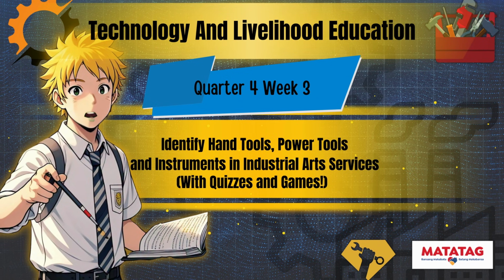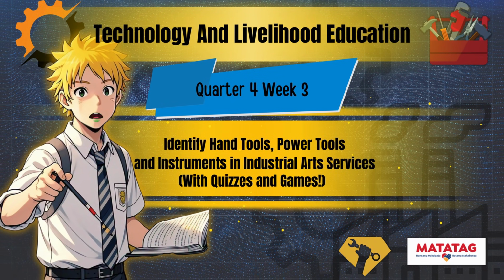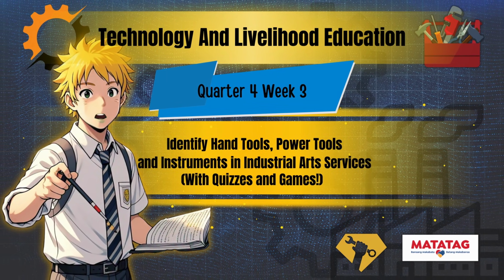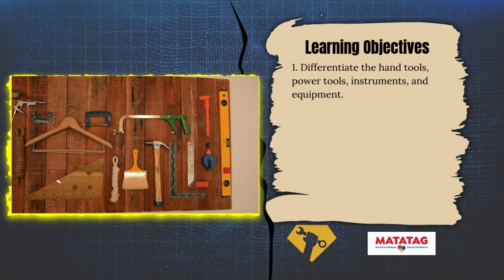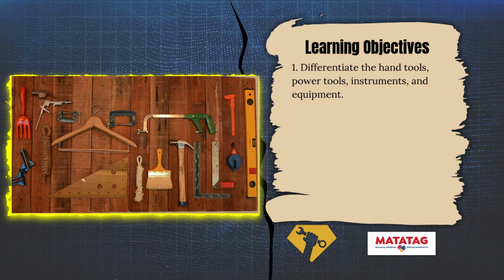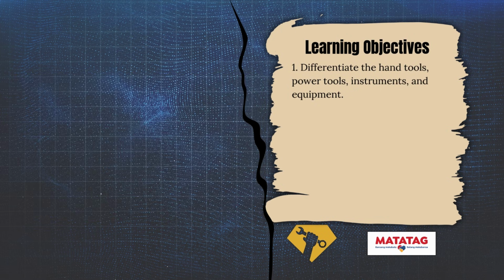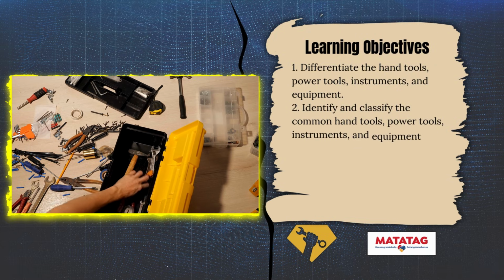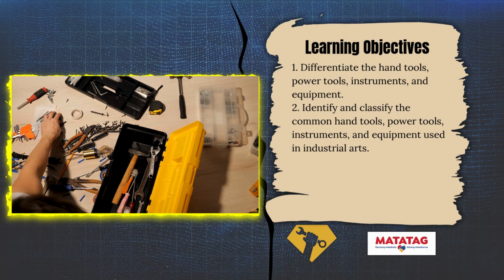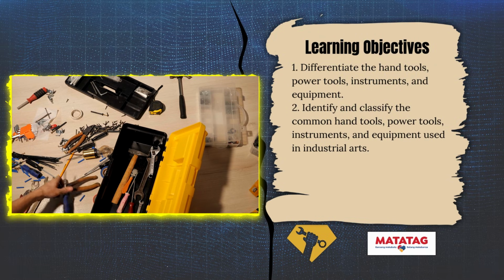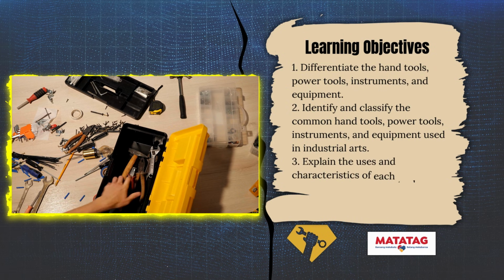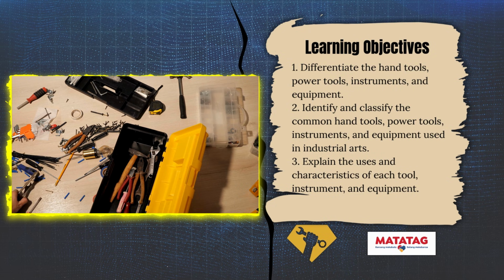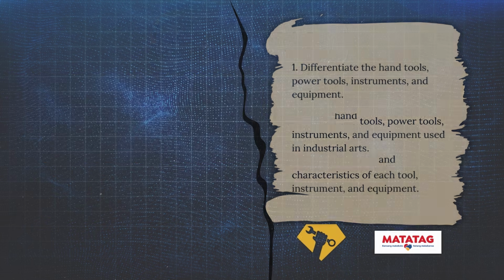Today we are going to identify the uses and maintenance of hand tools, power tools, instruments, and equipment. For our learning objectives, number 1, differentiate the hand tools, power tools, instruments, and equipment. Number 2, identify and classify the common hand tools, power tools, instruments, and equipment used in industrial arts. Number 3, explain the uses and characteristics of each tool, instrument, and equipment.